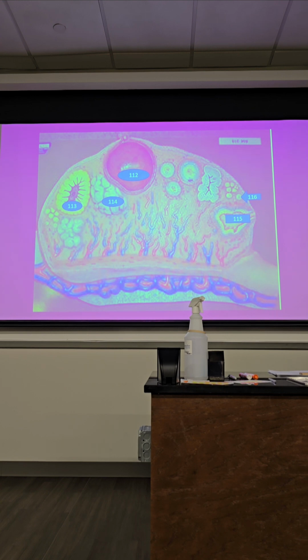Okay, since we decided that is the ovary, then what's this right here? Corpus luteum, 114. Corpus albicans. Say that one more time? Corpus albicans. What about this one right here?